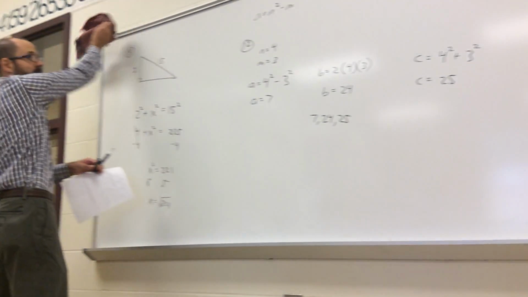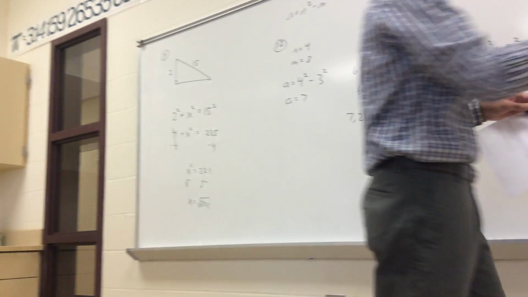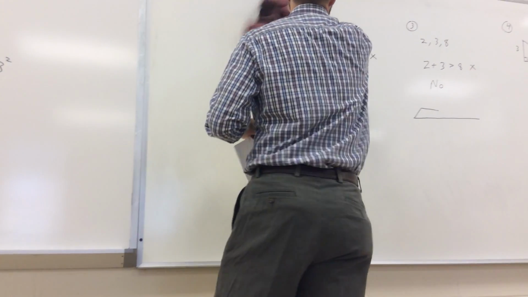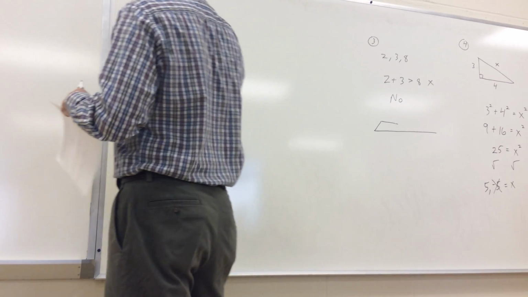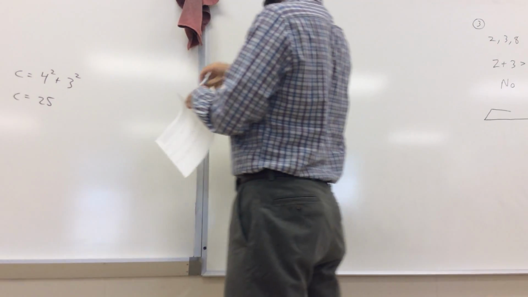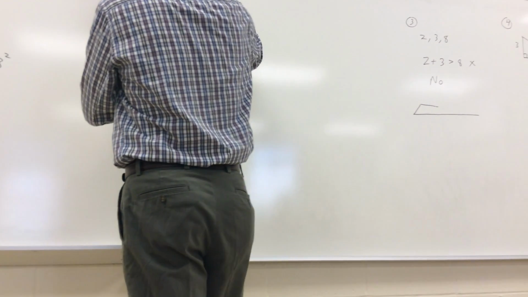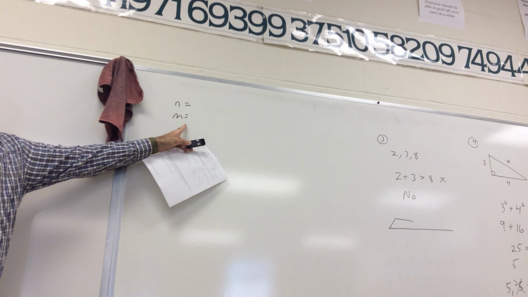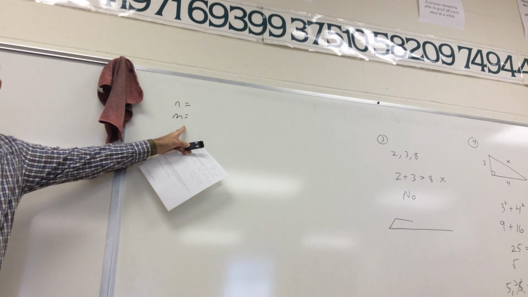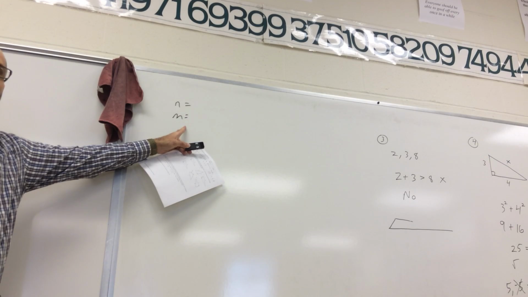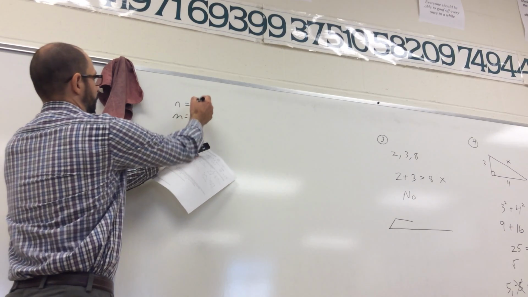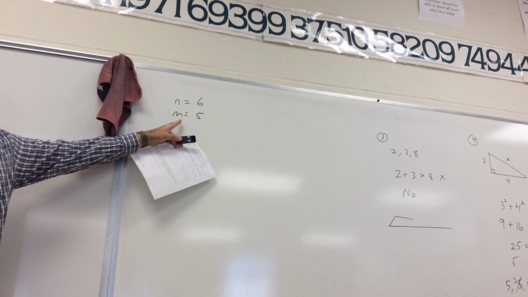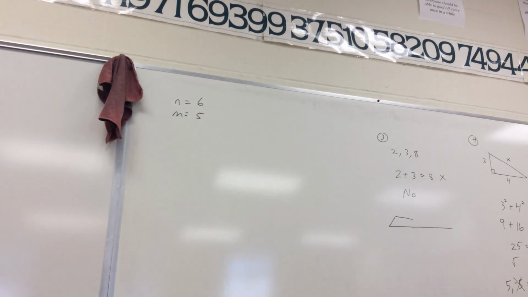Okay, so now we're going to find one more Pythagorean triple. So last time we picked n equal 4 and m equal 3. It doesn't matter what you pick. What should I pick this time? Okay, so n has to be the bigger one. So 6 for n.